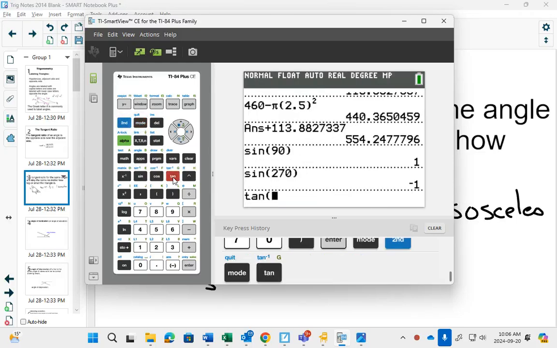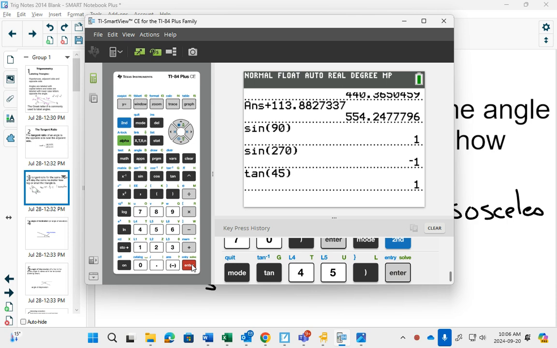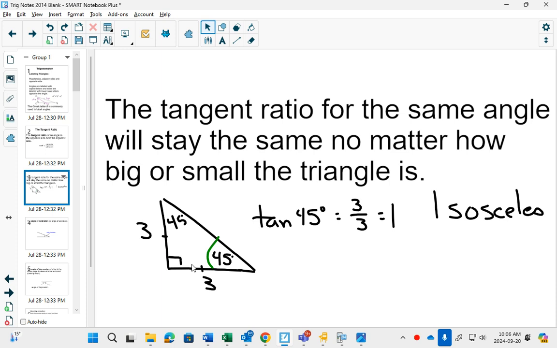If we go to our calculator and we hit the tan button and we type in 45, and check this with your calculator because some calculators are already in degrees and some of you might have a calculator that's using a different angle measurement called radians. So we want to make sure our calculator is in degrees, so when we push enter, our calculator tells us it's 1. Perfect.